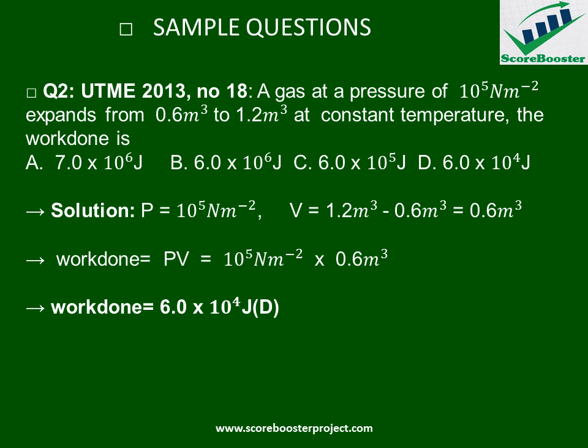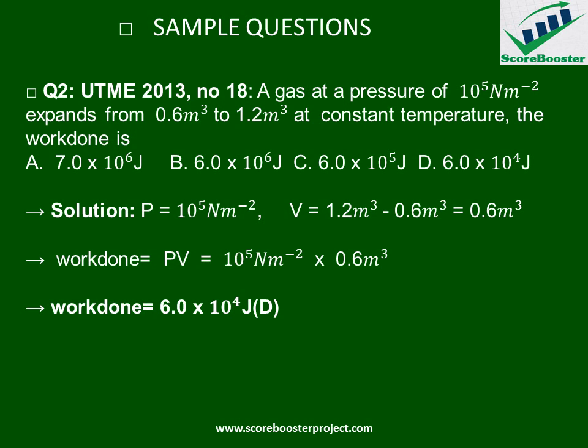Now the next question we want to be considering comes from UTME 2013, number 18, and the question goes thus: a gas at a pressure of 10 raised to power 5 Newton per meter square expands from 0.6 meter cube to 1.2 meter cube at constant temperature. The work done is dash.